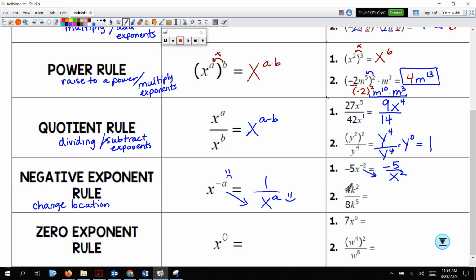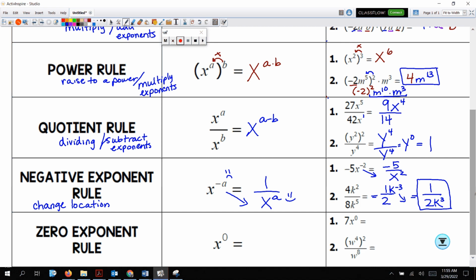Here we have coefficients. We want to reduce or simplify. 4 divided by 8 is 0.5 or 1/2. Then I have k to the second divided by k to the fifth. 2 minus 5 is k to the negative third power. Well, I can't have negative exponents, so this k has got to go down below with the 2. Okay? So that's how you write it with positive exponents.